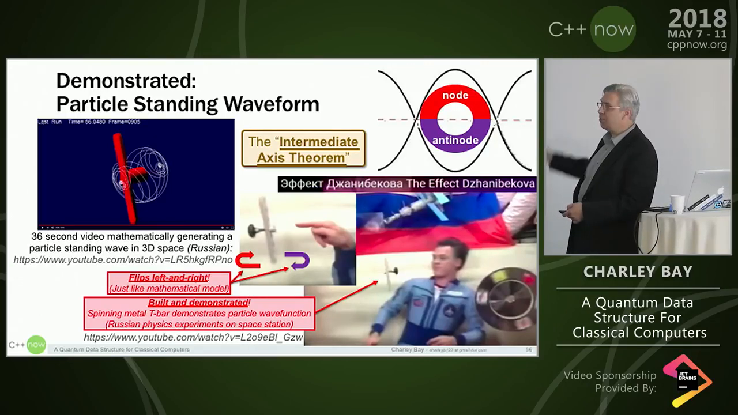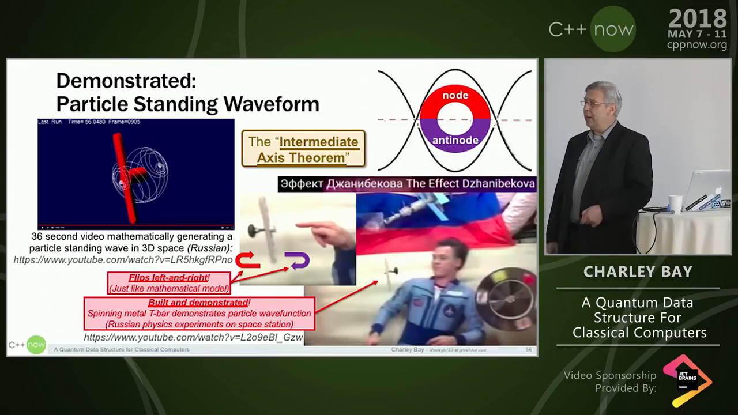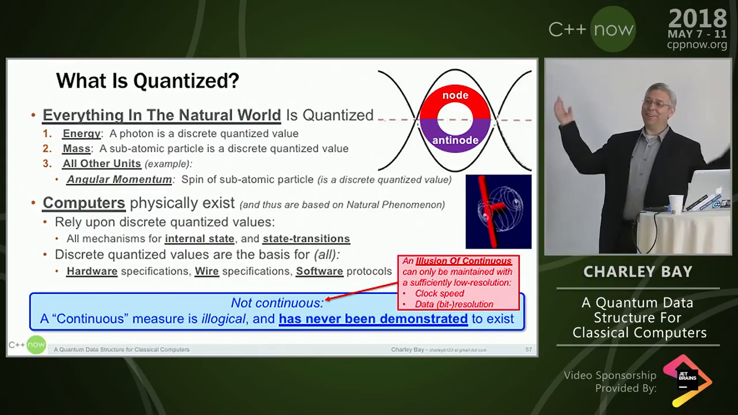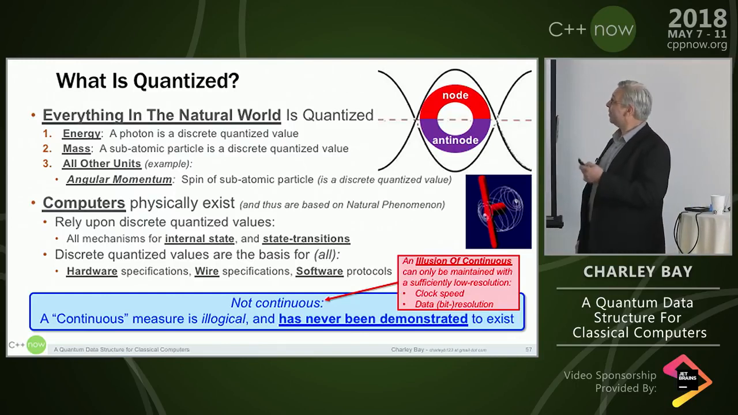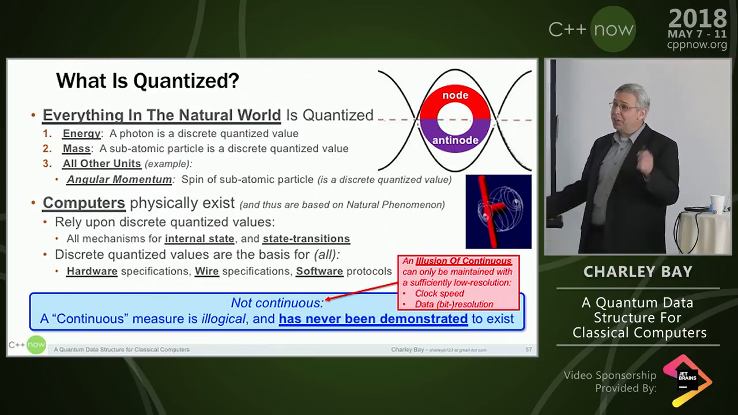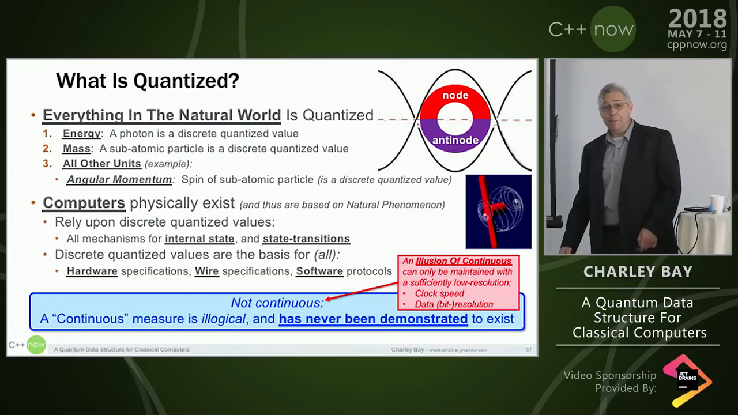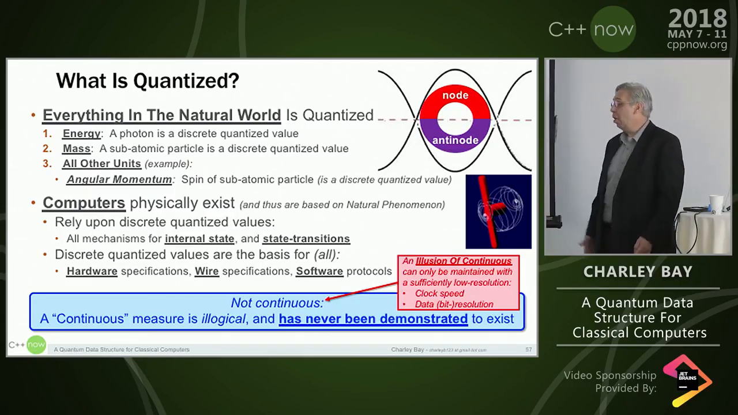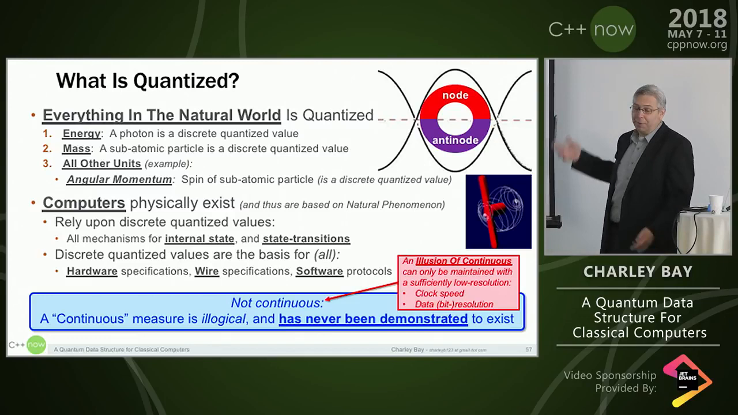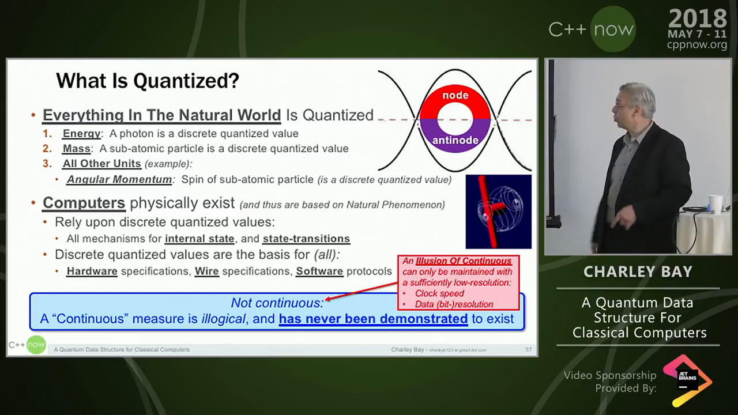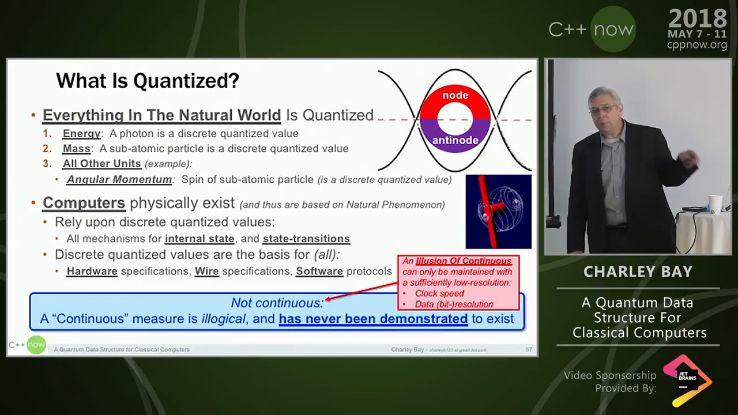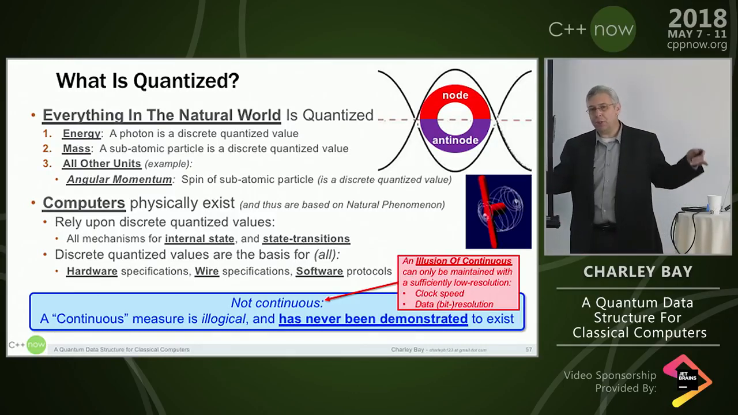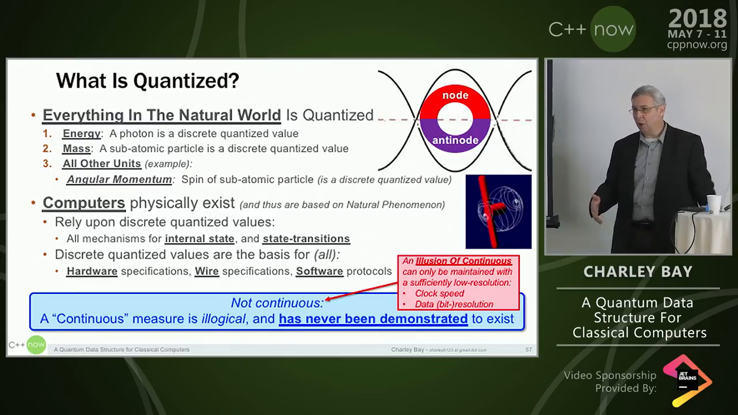So that's it. That's the universe. That's everything. There's no solid anything. They're all standing waves. What's quantized? Everything's quantized because everything's a stair step. Everything in the natural world, energy, mass, angular momentum, pick a metric, it's quantized. There's a discrete resolution, always. And computers, well, they physically exist, so you know everything in there is quantized. But a continuous measure doesn't exist. Everything's stair step. Everything is broken down into discrete values within a quantized range, always.